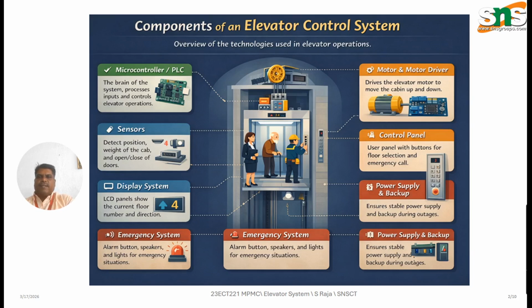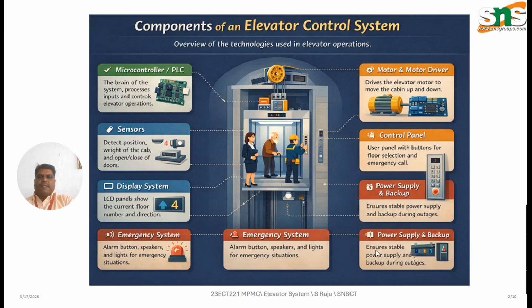Next is the motor and motor driver. This is the motor and motor driver. It will drive the elevator motor to move the cabin up and down. Next is the control panel, where we use a user panel with buttons for floor selection and emergency call. Then the power supply and backup. It ensures a stable power supply and backup during outages.